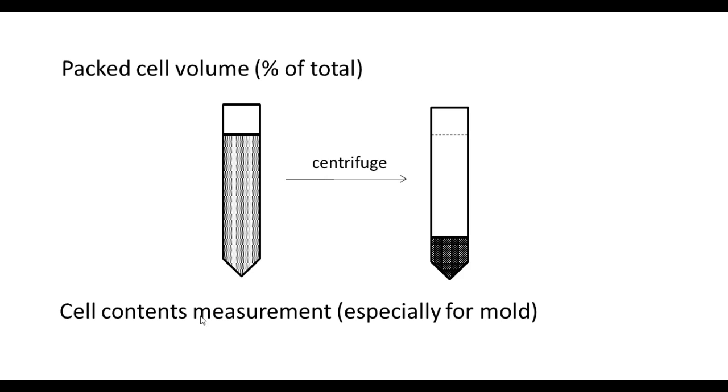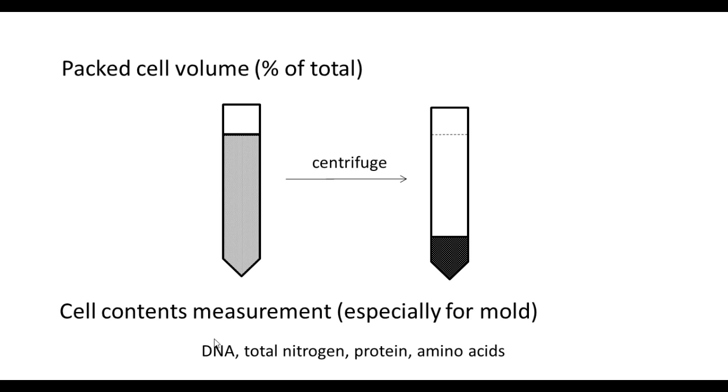The next is cell contents measurement, especially for mold, which grows by extension of hyphae, not by division of cells. The amount of DNA, the amount of total nitrogen, the amount of protein, the amount of amino acid in cells could be measured. And if we assume that the percentage DNA per cell does not vary too much, then this becomes a direct measure of the cell concentration itself. This is the basis for the measurement of cell concentration through the measurement of its contents. The typical contents that are measured are DNA, total nitrogen, protein, and amino acids in that order of importance.